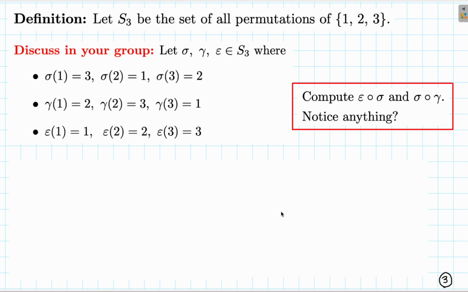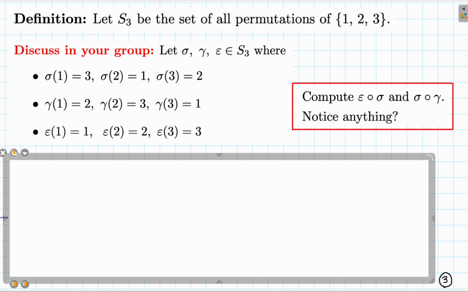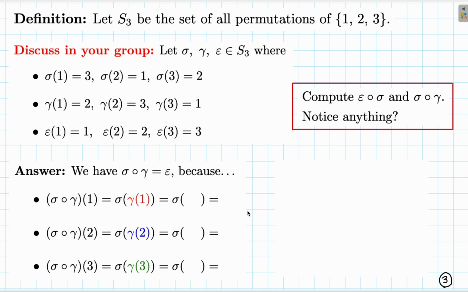All right, well, let's take a look at sigma composed with gamma. So I claim that sigma composed with gamma is actually epsilon because of the following. So I'll do this calculation. It's the second time around, so I'll do it a little more quickly. Sigma composed with gamma of 1 is sigma of gamma of 1. Gamma of 1 is 2. And then sigma of 2 is back to 1. So ultimately, the composition, sigma composed with gamma, sends 1 to 1.